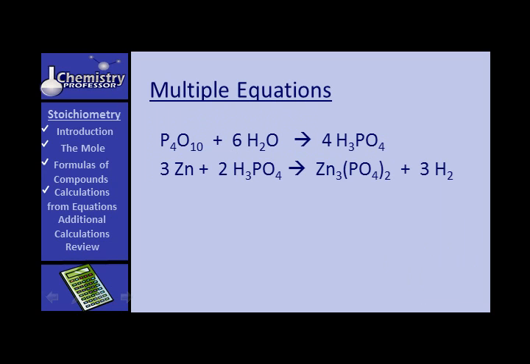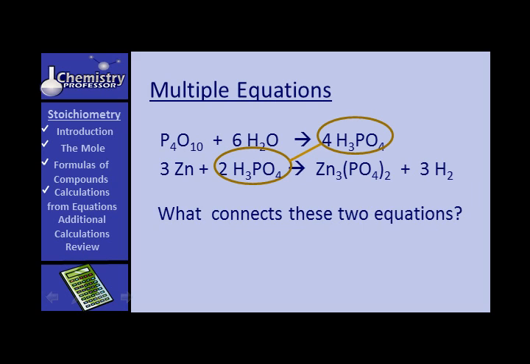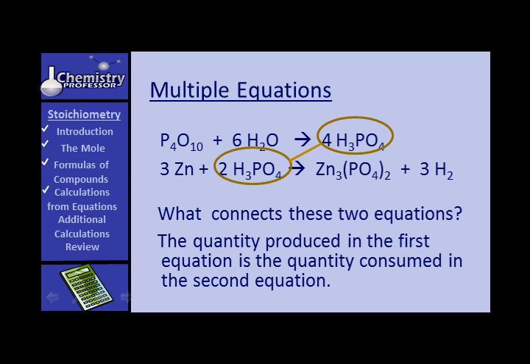Here we have two reactions. We have the reaction of P4O10 with water producing phosphoric acid. Then zinc is allowed to react with the phosphoric acid produced in equation 1 to produce zinc phosphate and hydrogen. Now, folks, what connects these two equations? Well, the thing that connects them is the phosphoric acid, because the quantity produced in the first equation is the quantity that is consumed in the second equation.